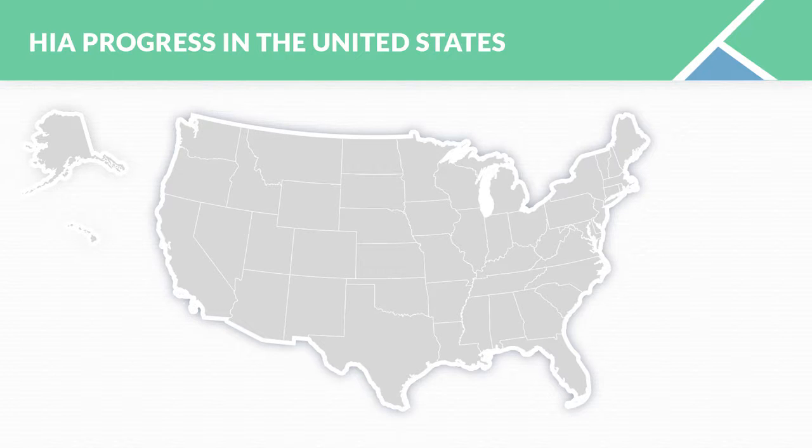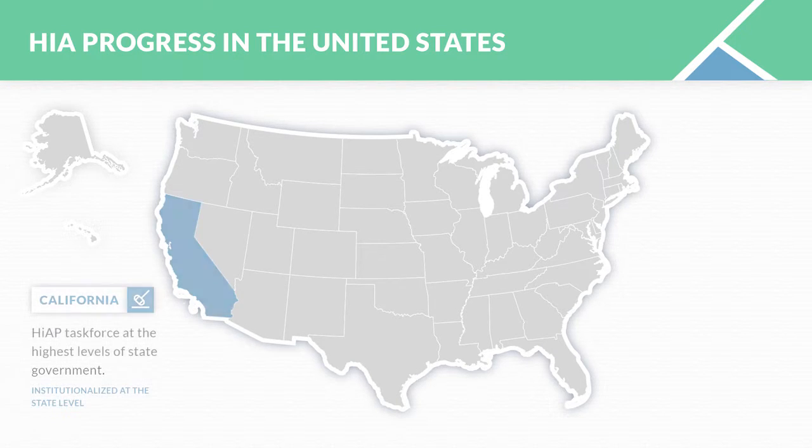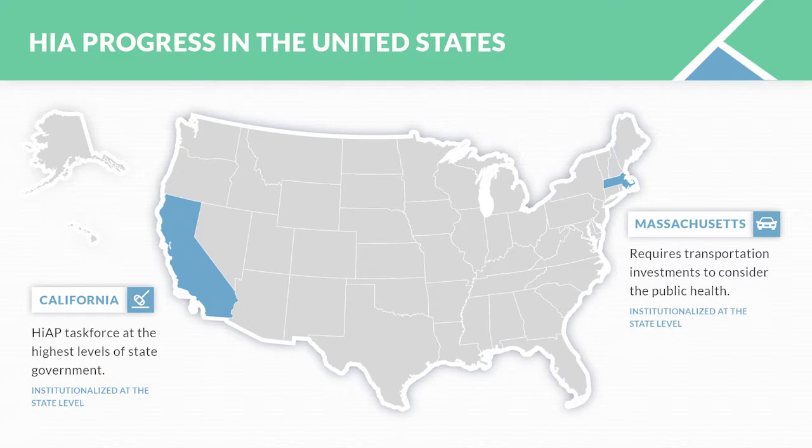Several states have officially incorporated a Health in All Policies approach in their decision making. California now has a Health in All Policies task force at the highest levels of state government. Massachusetts is another leader in this area. Their State Healthy Transportation Compact now requires major transportation investments to consider the potential effects on public health.